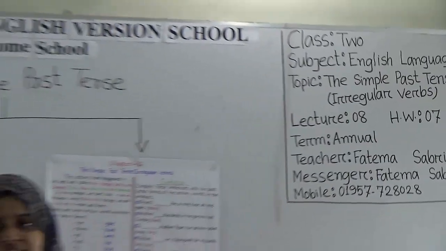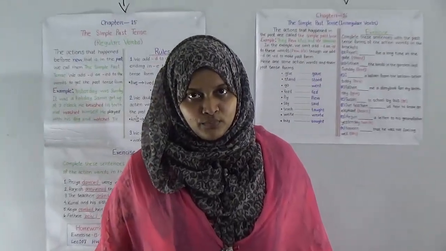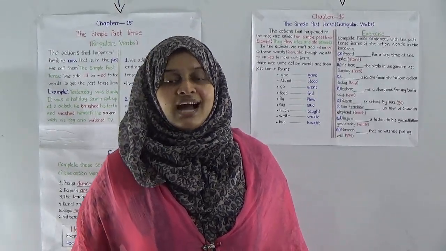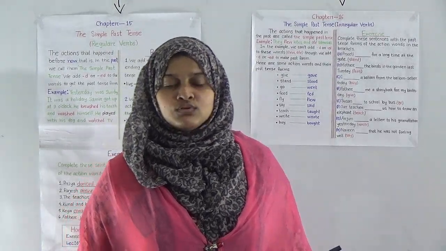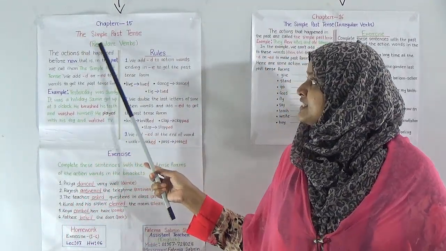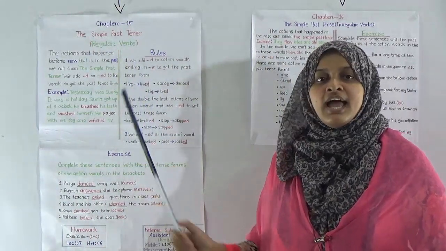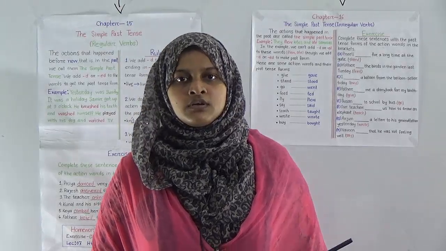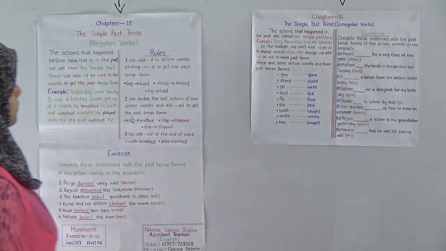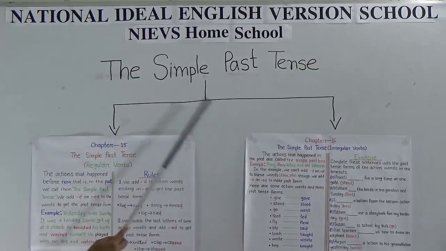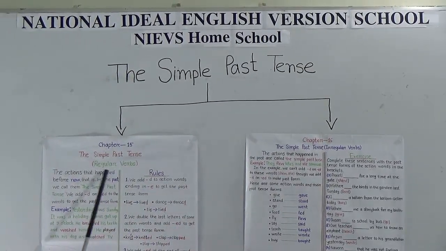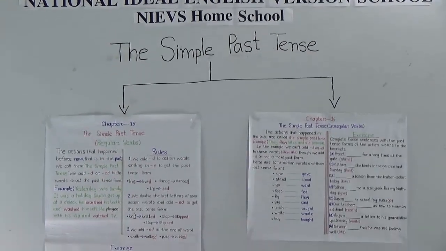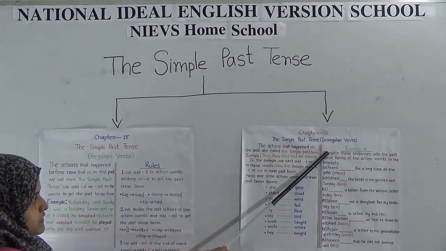Students, for today's class, take your new Enjoying Grammar book, your notebook and writing elements. In our earlier class, we discussed the simple past tense regular verbs, and today we will discuss the simple past tense irregular verbs. We know that the simple past tense can be divided into two parts. First is regular verbs and second is irregular verbs. Today our topic is irregular verbs.